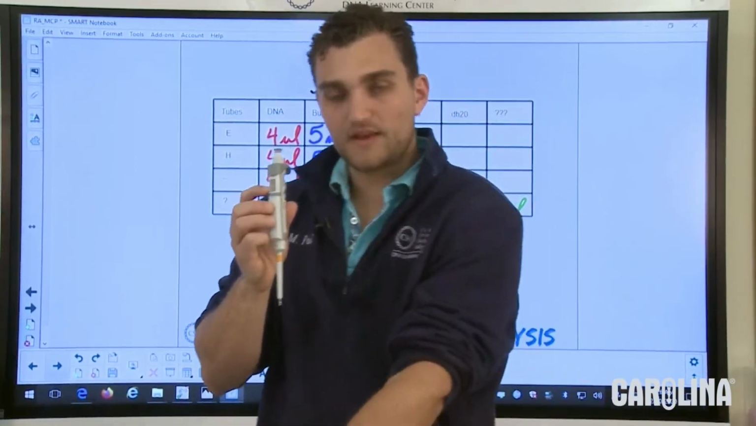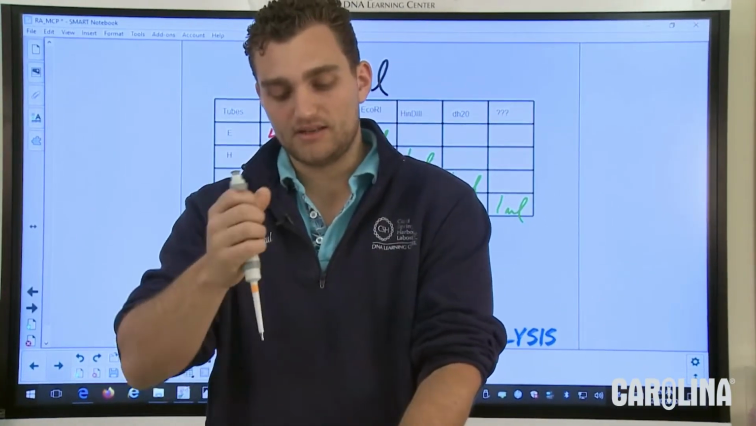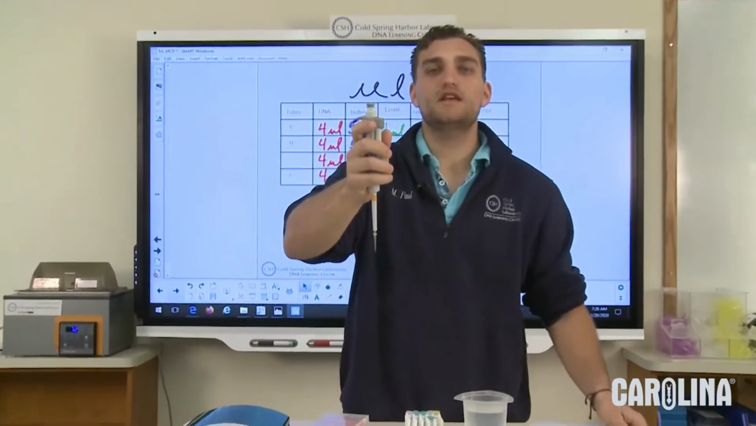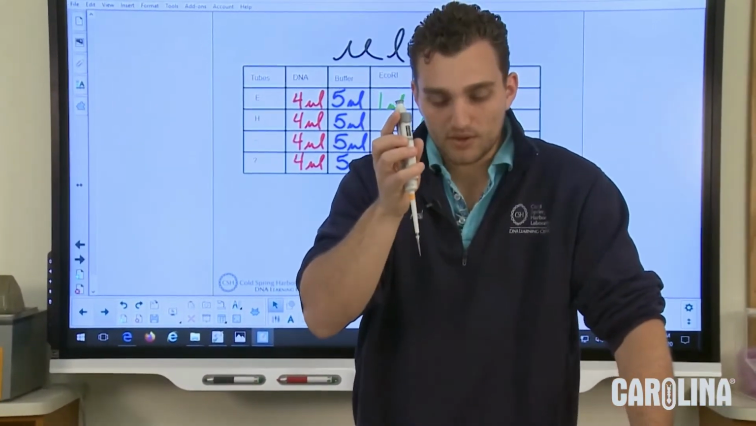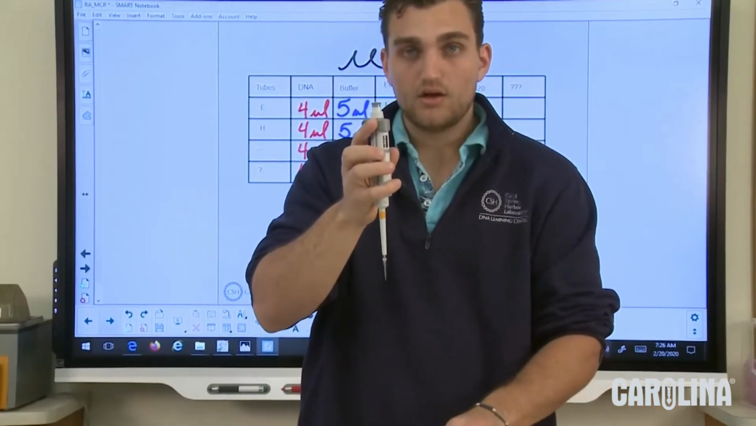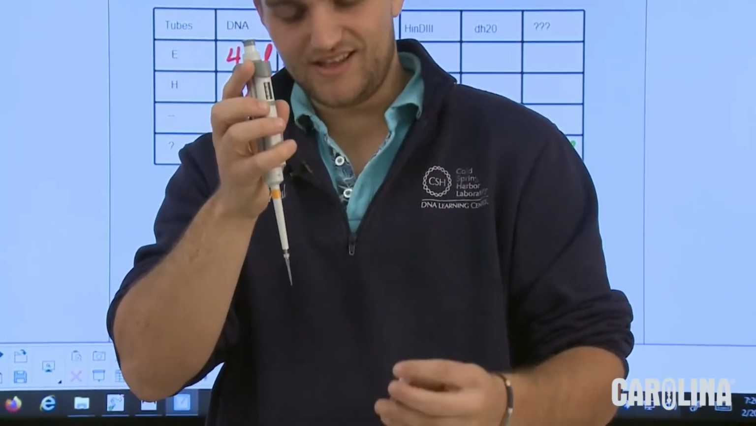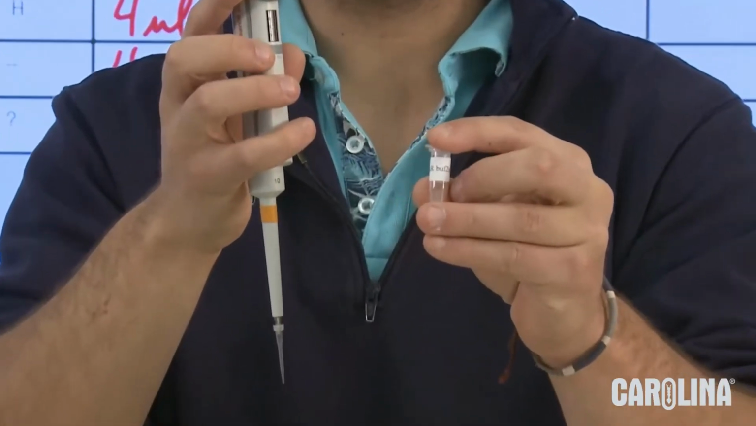One other thing that I need for this experiment is just a tip on the pipette. All right? So the very first thing, if I have it set to 5 microliters, what I'm going to add first is the buffer. So in this tube right here, I have my buffer.